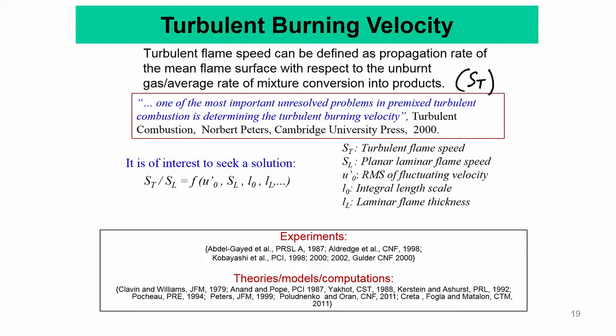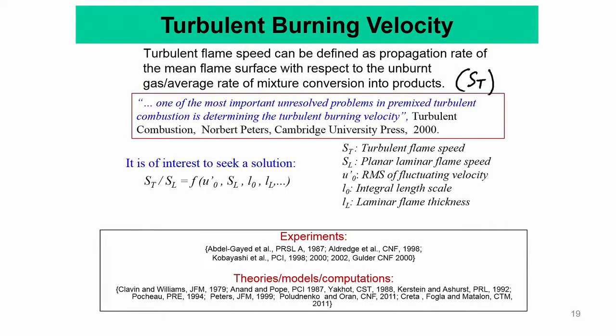If ST is turbulent flame speed, SL is planar laminar flame speed, u prime 0 is the RMS of fluctuating velocity, L0 the integral length scale, and LL the laminar flame thickness, then we want to seek a solution of ST by SL as a function of u prime by SL and L0 by LL. If you have a turbulent flow completely defined by u RMS and integral length scale, with the fluid properties given, and a fuel-air mixture whose planar laminar flame speed and flame thickness are known, can you determine the turbulent flame speed as a function of the laminar flame speed?